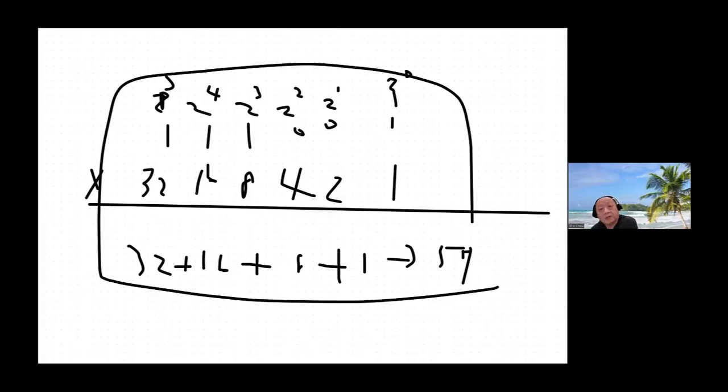Okay, so for this one, you need to know about base. We talk about base 10 converted to base 2. That's converting to binary. And also base 2 converting back to decimal.